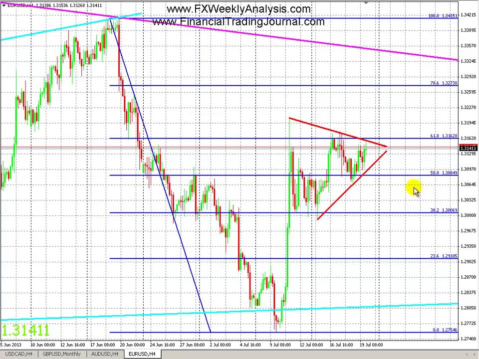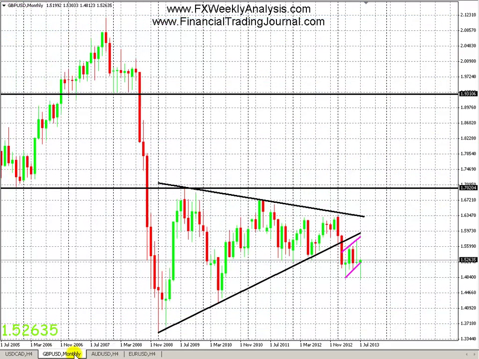So that's it for the euro dollar. Lastly, we have the pound dollar. Pound dollar, interesting monthly chart as well.